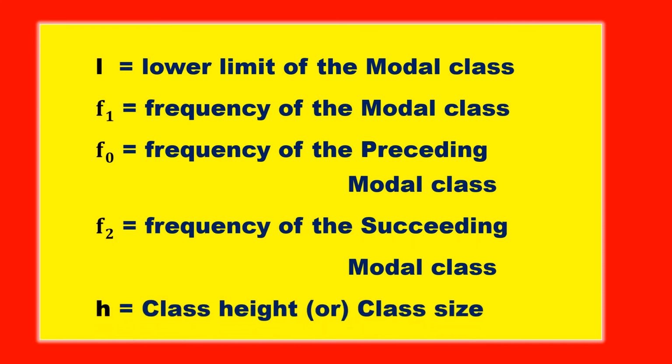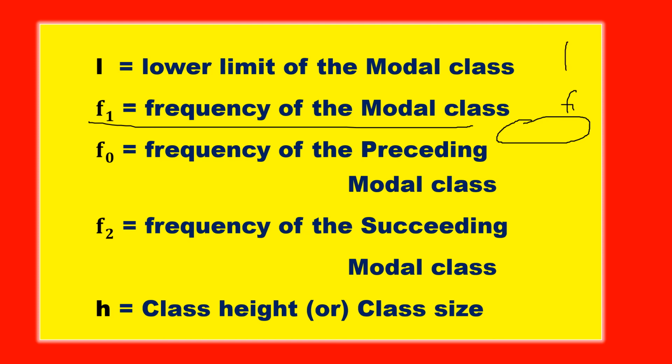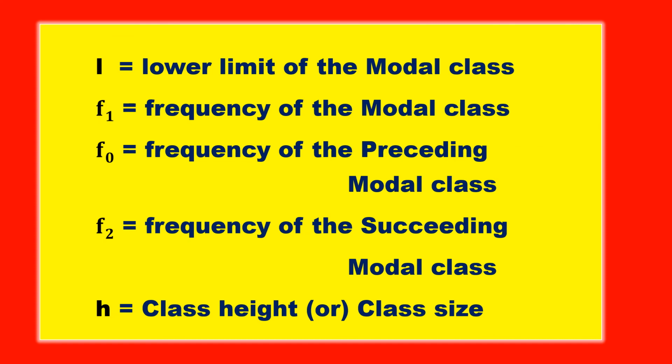Next is H, which is class height or class size. This will be the same for median, mean and mode. L changes for median and mode: in median you should write median class, in mode you should write modal class. F1 means frequency of the modal class, because we take the modal class wherever we circled that frequency. F0 is the frequency before the modal class and F2 is the frequency after it, meaning preceding and succeeding. This is all about the formula of mode for grouped data, its table format, and the explanation of each and every term.